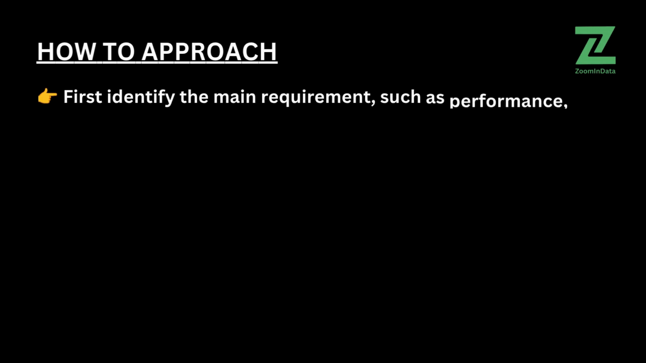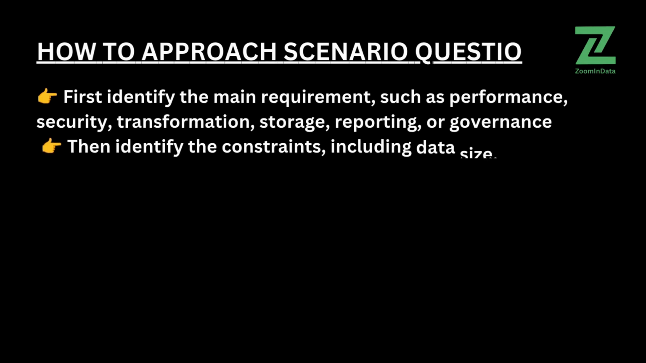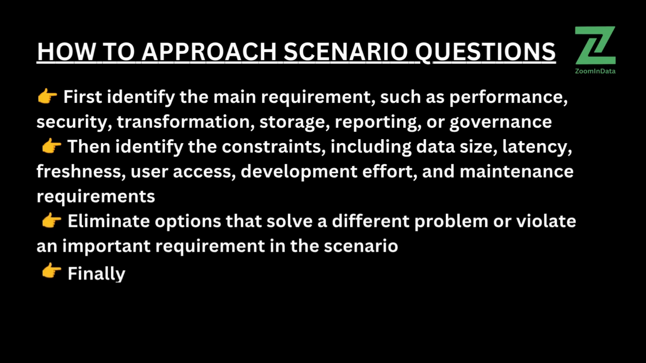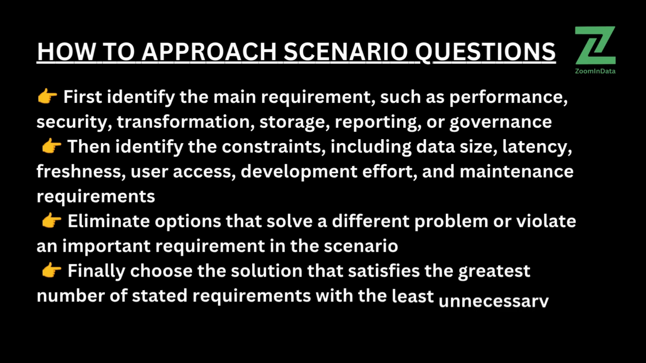First, identify the main requirement, such as performance, security, transformation, storage, reporting, or governance. Then identify the constraints, including data size, latency, freshness, user access, development effort, and maintenance requirements. Eliminate options that solve a different problem or violate an important requirement in the scenario. Finally, choose the solution that satisfies the greatest number of stated requirements with the least unnecessary complexity.